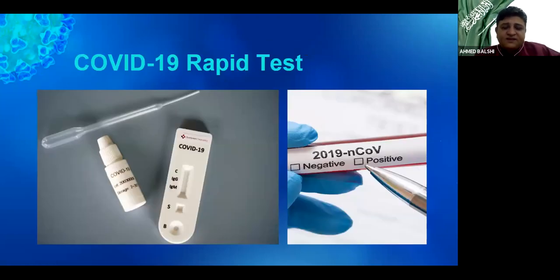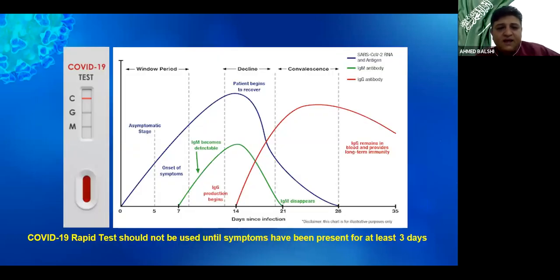What about the rapid test? Is the rapid test recommended? It's not recommended because, to discover a patient who is COVID positive, the patient should be at least 3 days post symptoms. This is the diagram of the window period, and for patients in the window period, the rapid test will be negative while PCR is positive. From 0 to 7 days, this is the window period, and the rapid test will be negative.